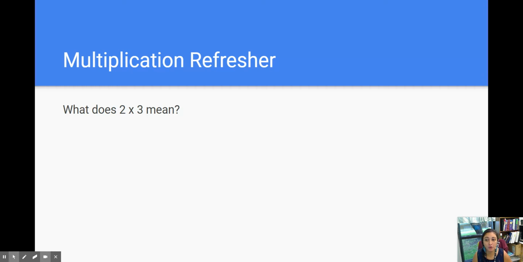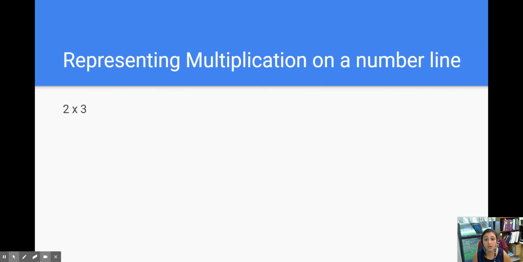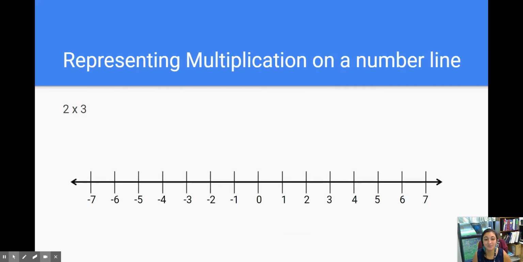So let's think for a minute. Multiplication, what does 2 times 3 mean? So 2 times 3 is basically 2 groups of 3 items. So if you think about this, you've got 3 items. In this, we've got 3 smiley emojis and 2 groups of 3 smiley emojis. You can either count them and you will get a product of 6, or you can just group them and count them by 3 and 3 and combine them.